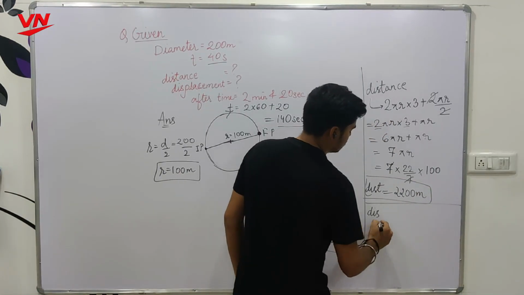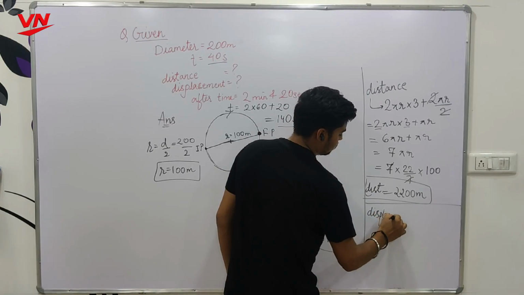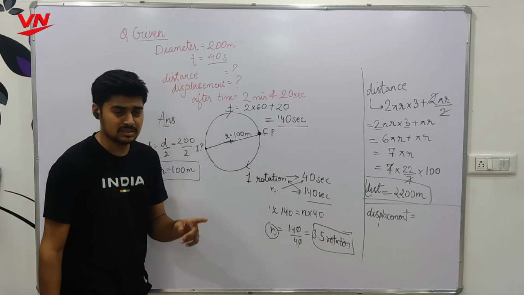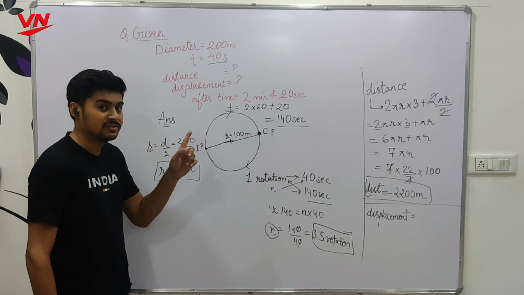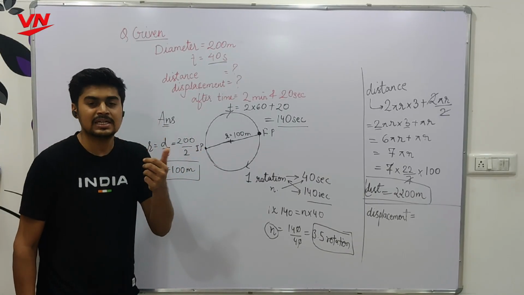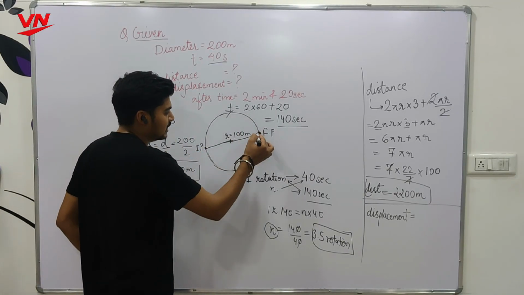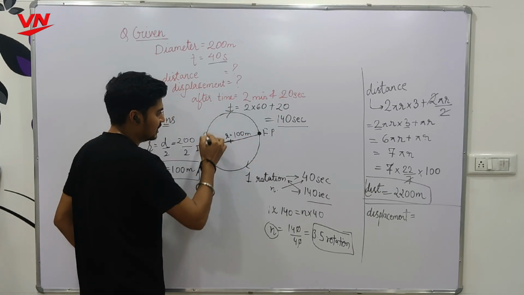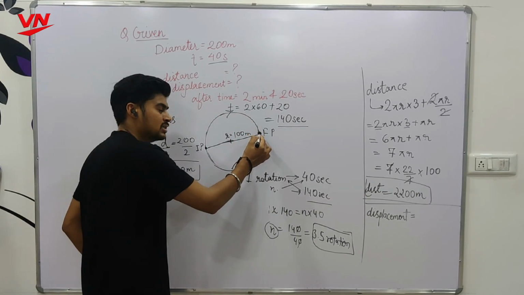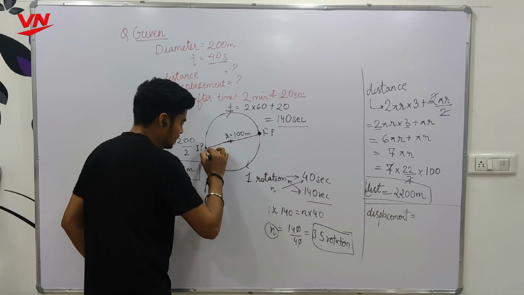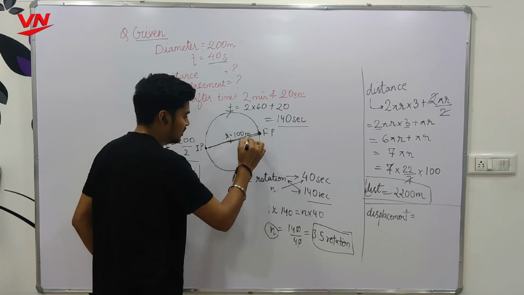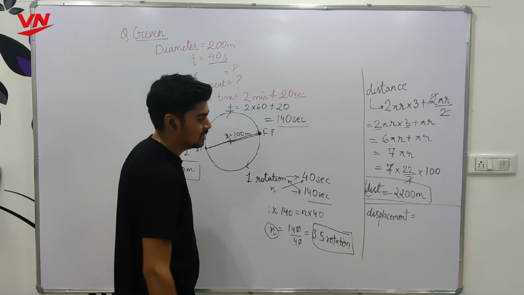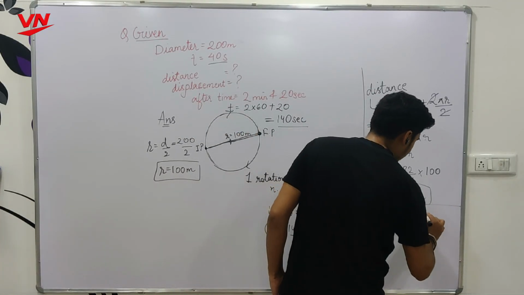You have to find the displacement also. As you can see, the initial point is here, and after completing 3.5 rounds, the object will be here somewhere: 1, 2, 3 complete, and then half. Basically, what is the shortest distance between this point and this point? This particular straight line which passes through the center, basically the diameter.